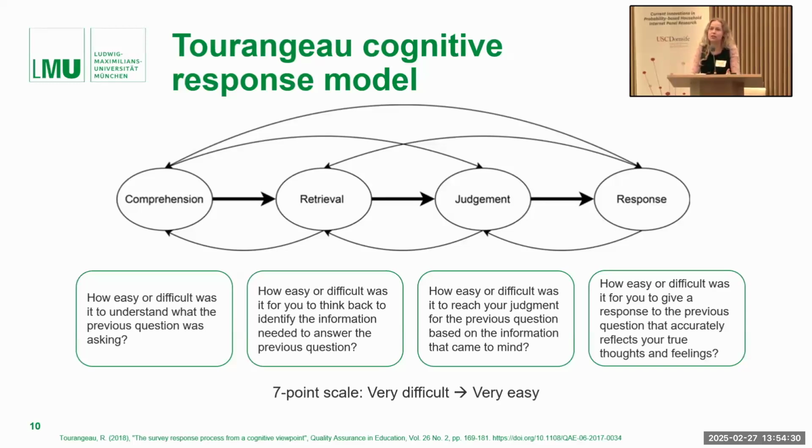So first with the comprehension, asking them how difficult it was to understand what the previous question asked about. Then moving on to the retrieval, how easy it was to think back and identify the information that they needed to answer the question. Moving on to judgment, how easy it was to reach the judgment they needed to figure out this information. And finally, how easy it was to give their response in the end. And they rated this on a 7-point scale from very difficult to very easy.